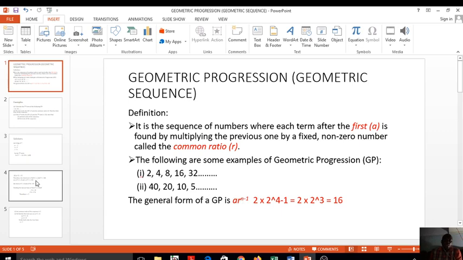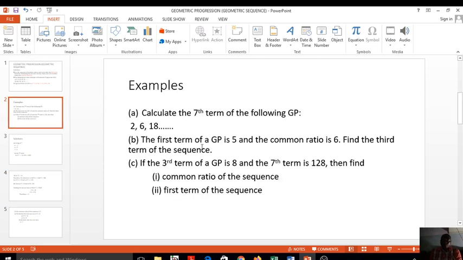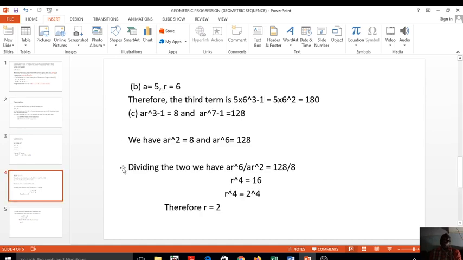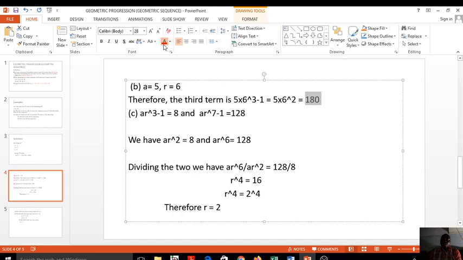So at the end of the day, this is what you have: 5 multiplied by 6 to the power 3 minus 1. If you look at that, we have 5 multiplied by 6 to the power 2. If you evaluate this, you get 180. So you can try to evaluate that one. It means our third term of this particular sequence is going to be 180. That's our answer to this question. You can verify that one.